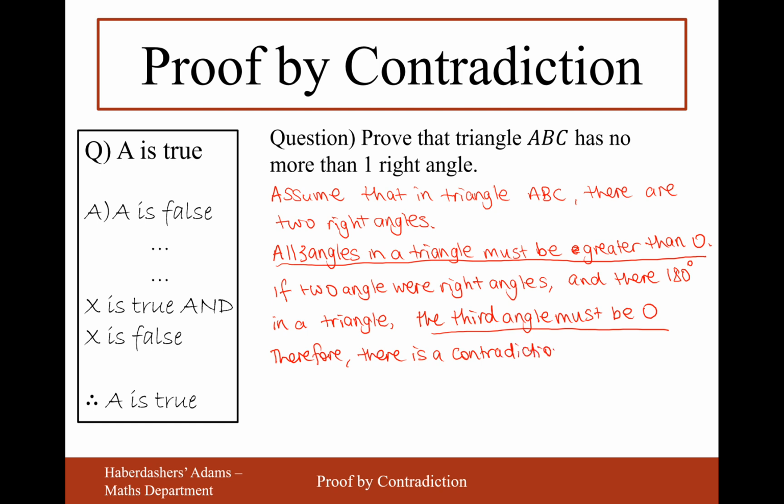So the thing that we assumed that led to this contradiction must be false. Therefore, we get the double negative: A is false, which means that A is true. Our original statement that we're looking to prove is true. So therefore, triangles have no more than one right angle.